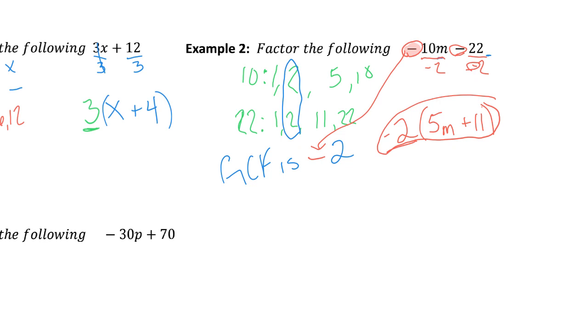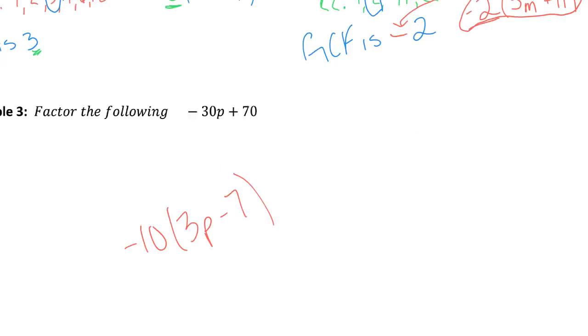Okay, so anytime you see that negative sign out front, make your GCF negative. So I want you to try example 3 right now. Okay, so hopefully you got negative 10, parentheses 3p minus 7.